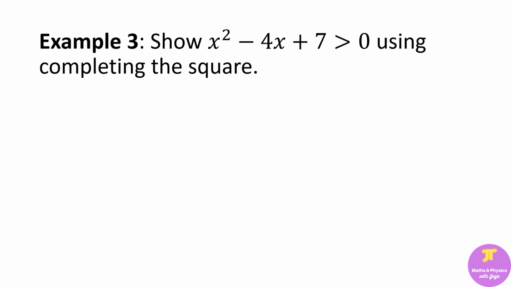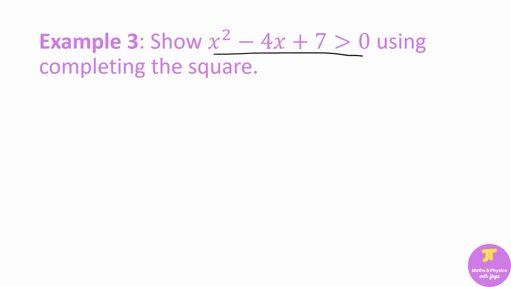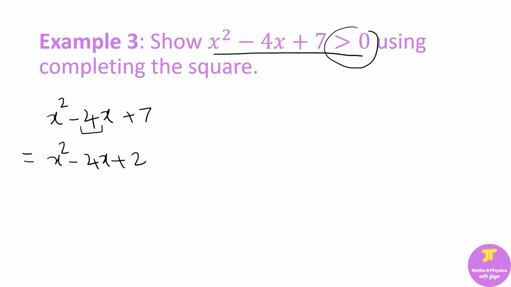Let's look at another example. This example: show this expression is always positive. So what we can do in order to solve this, let's rewrite x squared minus 4x plus 7. They are saying completing the square. So what we can do is half of this one is going to be 2. So x squared minus 4x plus 2 squared minus 2 squared plus 7, right? And this is completing the square.